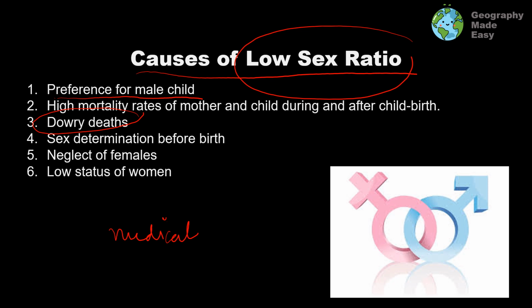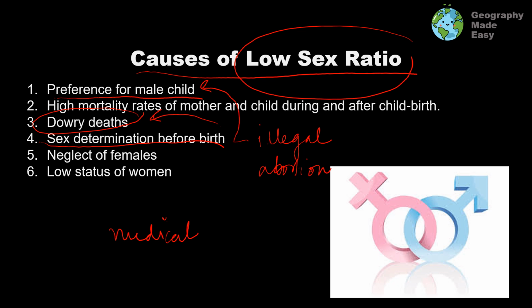Sex determination before birth. Now, this is again linked with the preference for the male child and dowry. So, you don't want a girl child, so you do the sex determination test, which is absolutely illegal in India because of this reason, and you go for termination of the pregnancy. You go for an abortion, and this abortion is also done illegally.